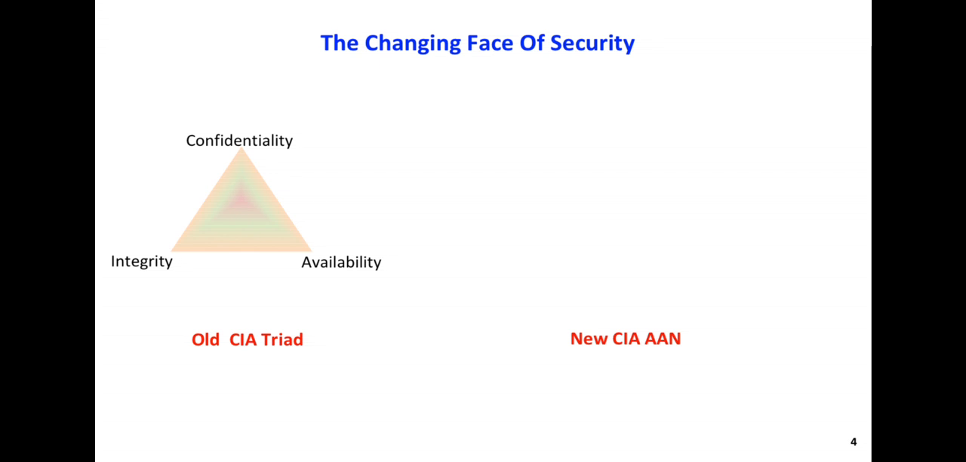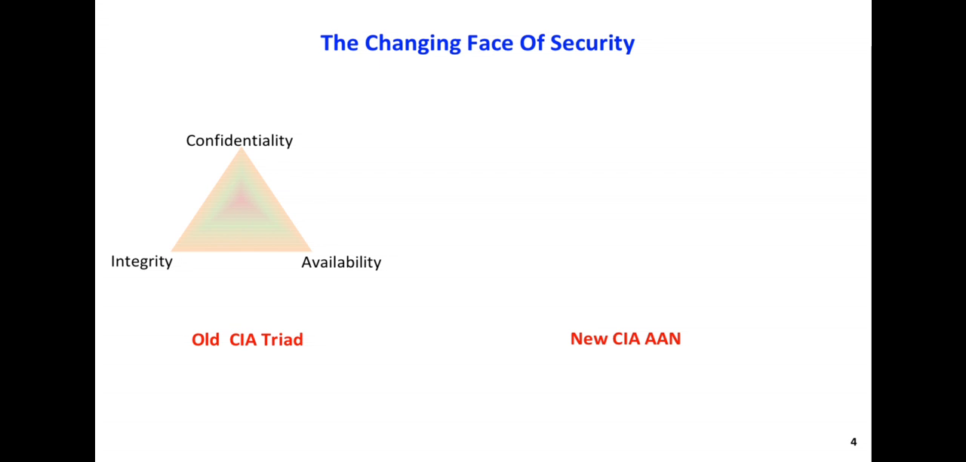And this network should be available to the authorized users of the network. They should not be disallowed to use the network. The network should be available. So a secure system should have these three properties.